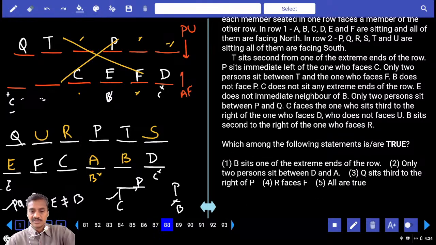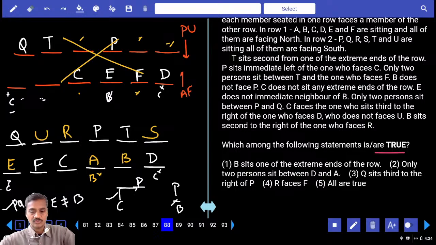Then 88, which among the following statements is true? B sits at one of the extremities of the row, that is false. Only 2 persons between D and A, that's again false. Q sits third to the right of P, that is definitely true. Choice 3, question number 88.